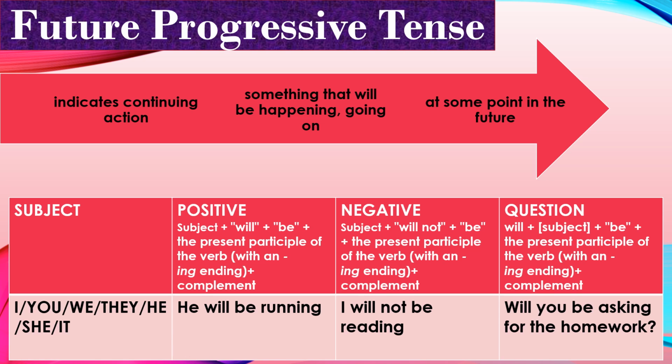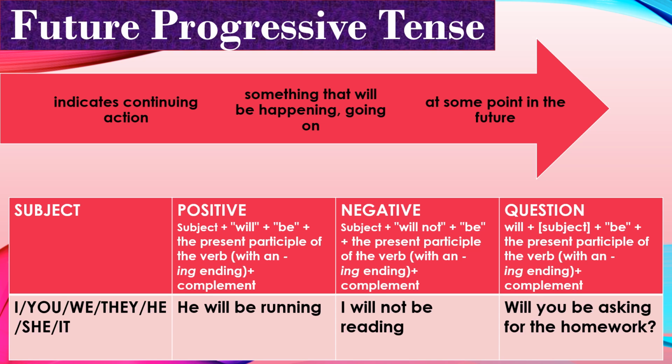Future progressive tense. The future progressive tense indicates continuing action, something that will be happening, going on at some point in the future. It's a verb tense that indicates that something will occur in the future and continue for an expected length of time. It is important to note that the future continuous tense is only used with action verbs, because it is possible to do them for a duration. How to form future progressive tense?